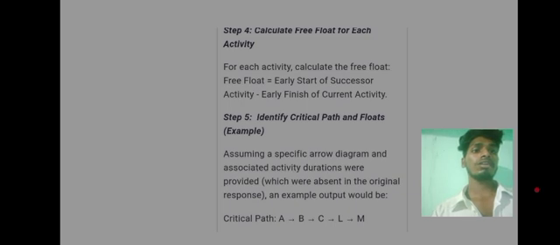Identify the critical path and float. Assuming a specific network diagram, associated activities and durations which are absent in the original response, I have an example output: critical path A, B, C, L, M.